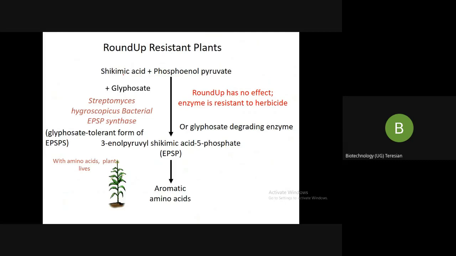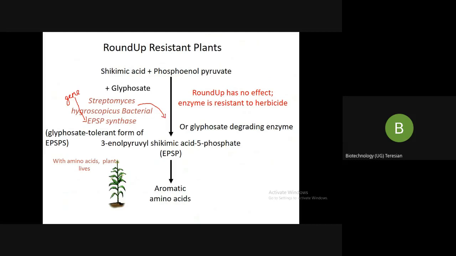What happens? We said that it is going to kill the plant. But here what we have done is we have modified a plant. How have we modified it? When we spray this glyphosate, that is the Roundup, we have introduced a Streptomyces hygroscopicus bacterial EPSP synthase. That is, this Streptomyces has a gene which codes for this EPSP synthase. Okay, and this gene we are going to put into our crop plant.